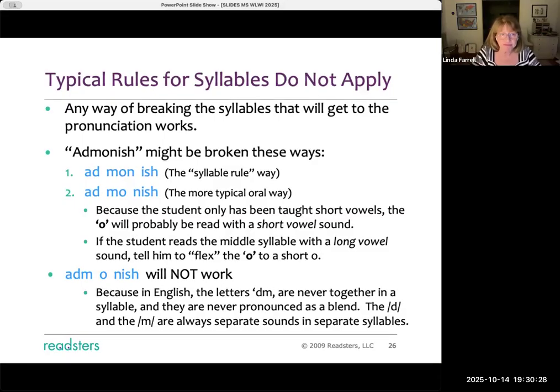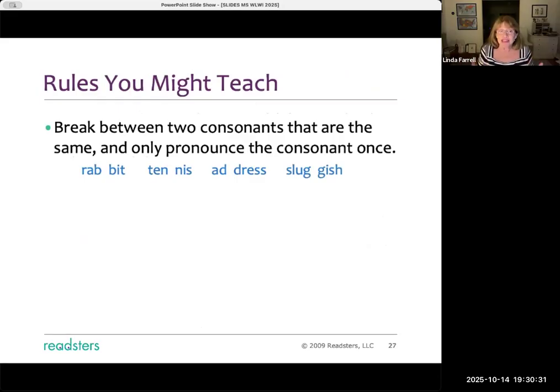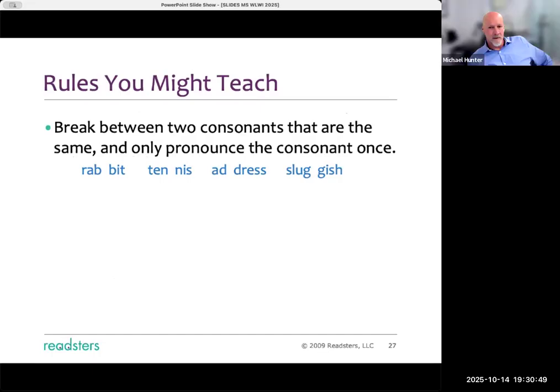Okay, next one. Now, you might teach still, and I teach this in some school districts. In fact, I've sort of started teaching it in all, because this rule is often on state tests. Where would you break the word? Well, I'm going to break it between two syllables, but I have two consonants, two consonants if they're the same.